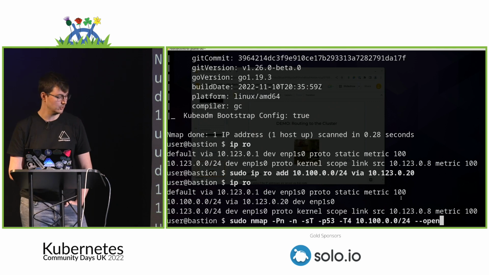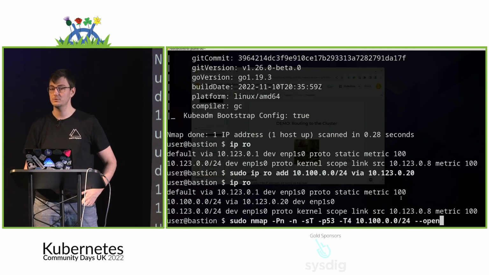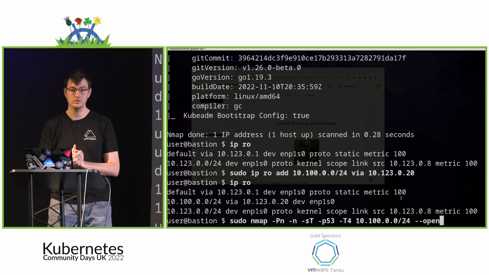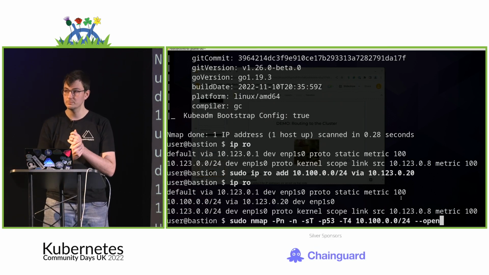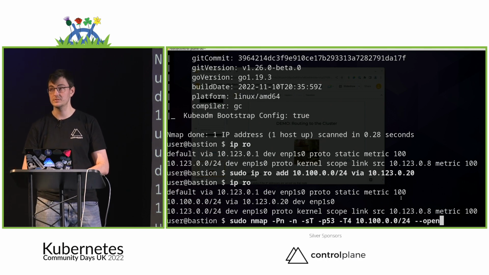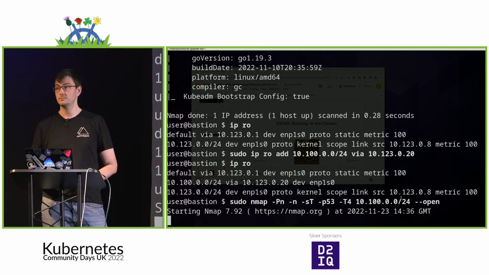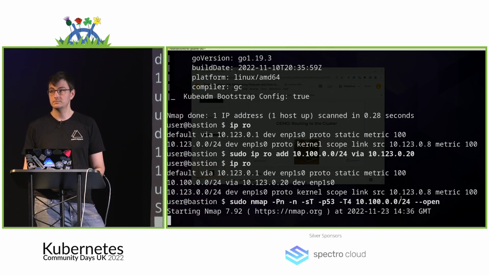We're now going to look for a common service that's installed in Kubernetes, which is CoreDNS. Not every cluster uses it, but many of them do. We're going to perform a port scan on TCP port 53 over that service range that we just added the route for. He says, hopefully.